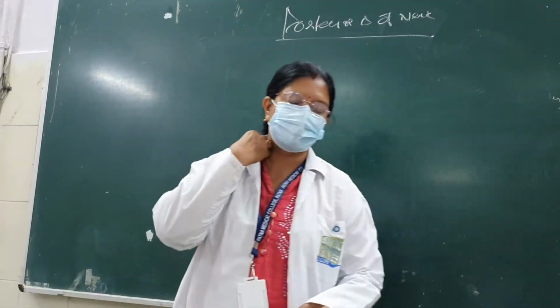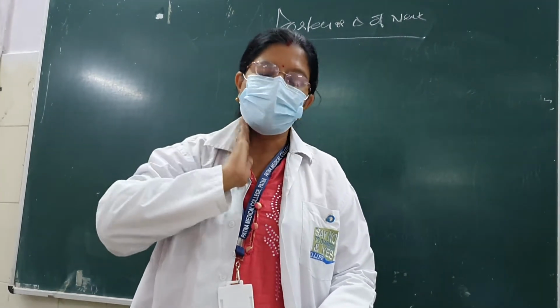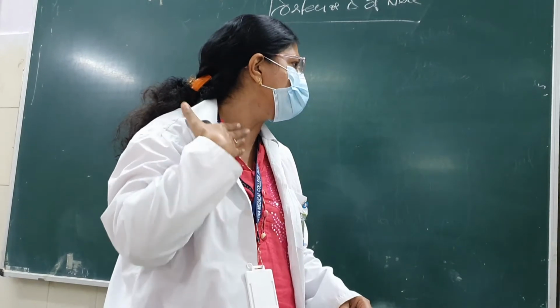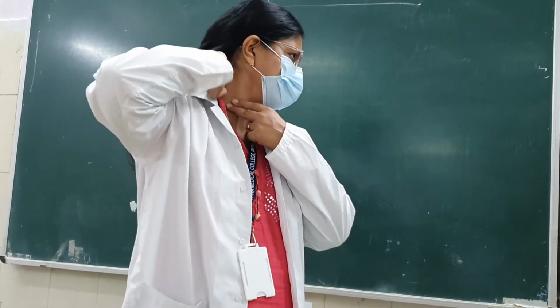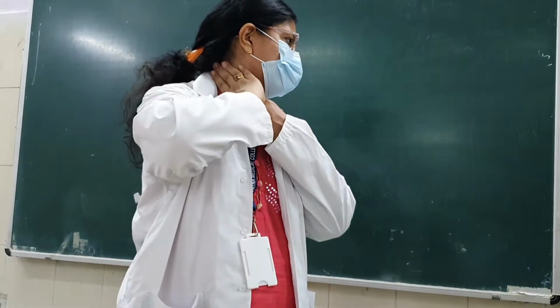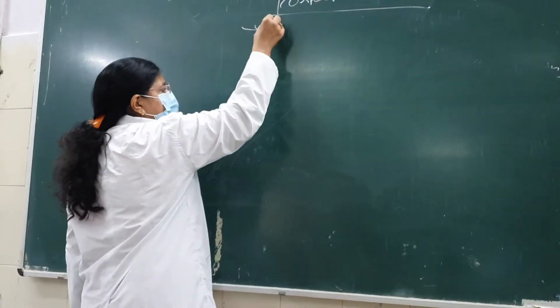Posterior triangle of the neck is situated on the sides of the neck behind the sternocleidomastoid. You can see the sternocleidomastoid. This is my sternocleidomastoid, and the muscle behind is your trapezius. In between these there is a triangle on both sides. This is known as the posterior triangle.